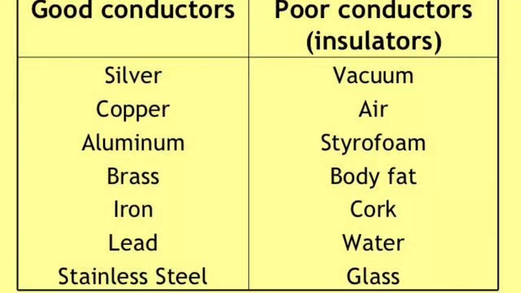Here are a few good conductors and insulators. Good conductors can be silver, copper, aluminum, and brass. Poor conductors or insulators can be vacuum, air, body fat, glass, or water.